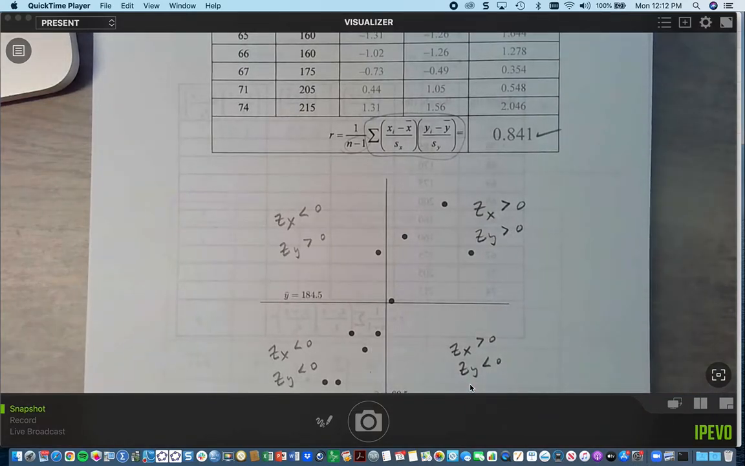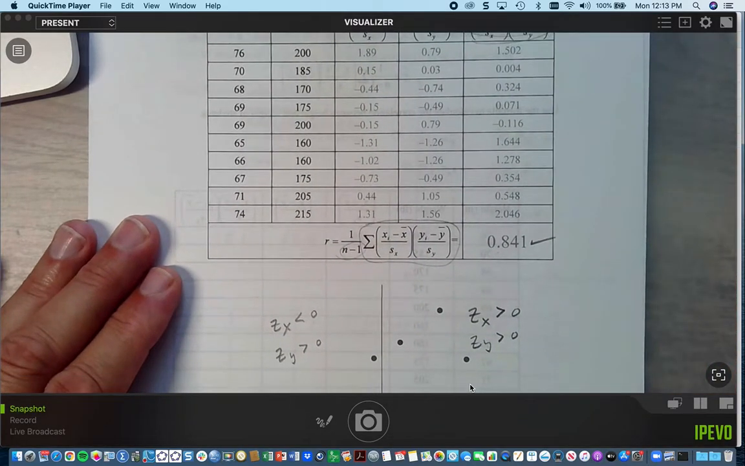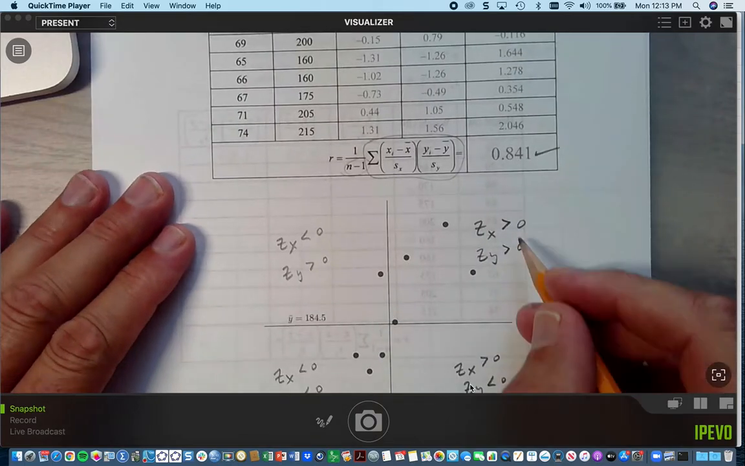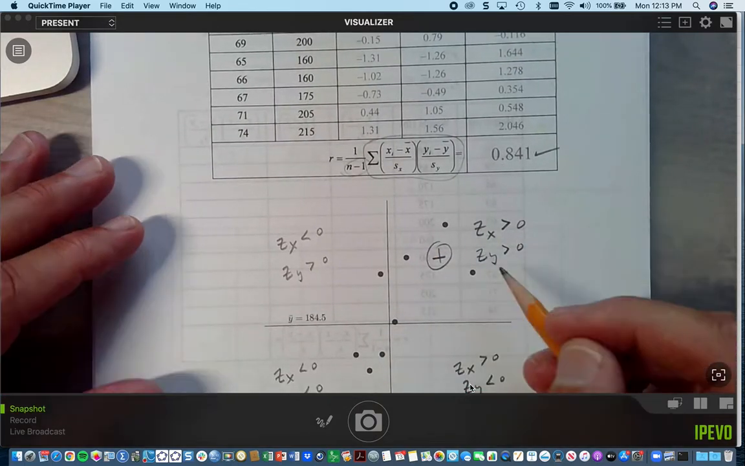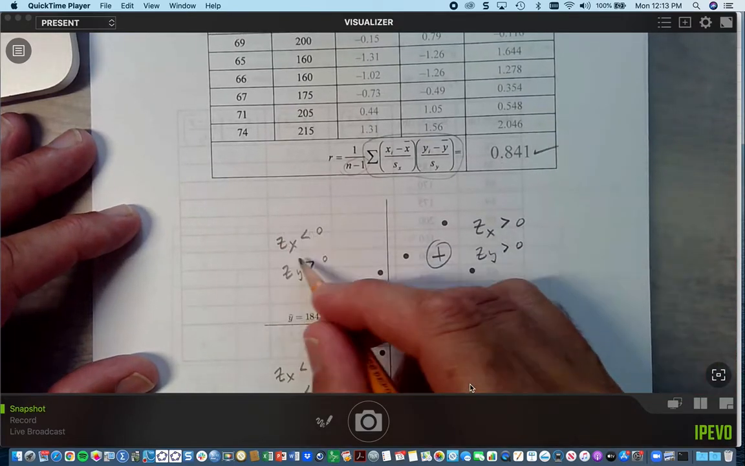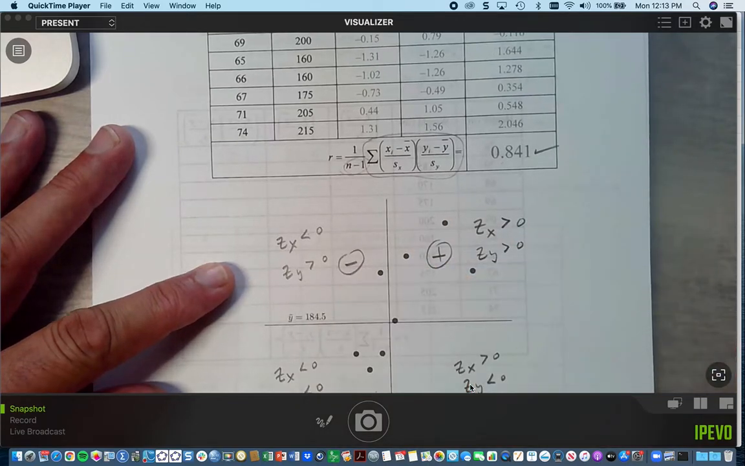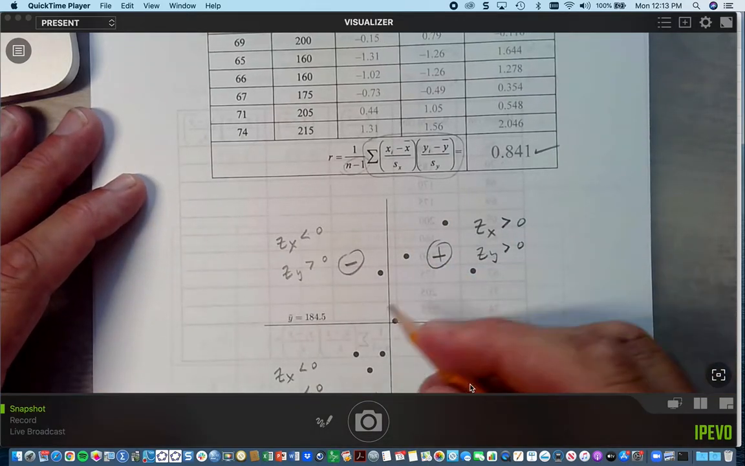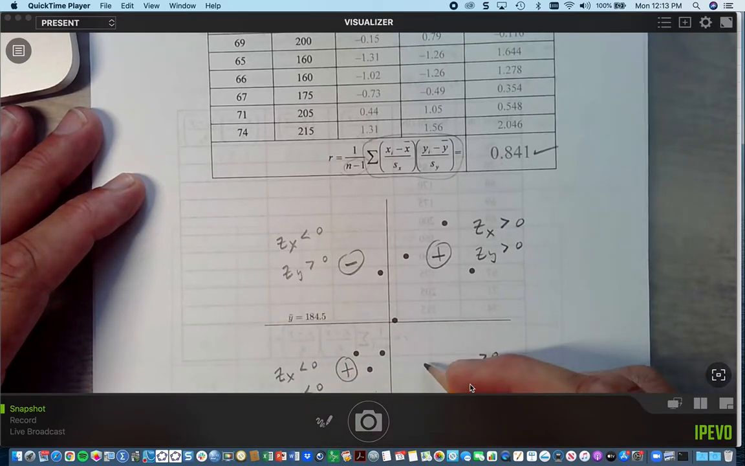All right, now if you think about what the formula says to do, it says take those z-scores and multiply them together. So if you take two positive numbers and multiply them together, we're going to get a positive product here in the first quadrant. And if we take z-scores over here, one of them is negative, the other one is positive, we're going to get a negative product of z-scores over here. Down here, if they're both negative, we're going to get a positive product. And over here, we're going to end up getting a negative product.